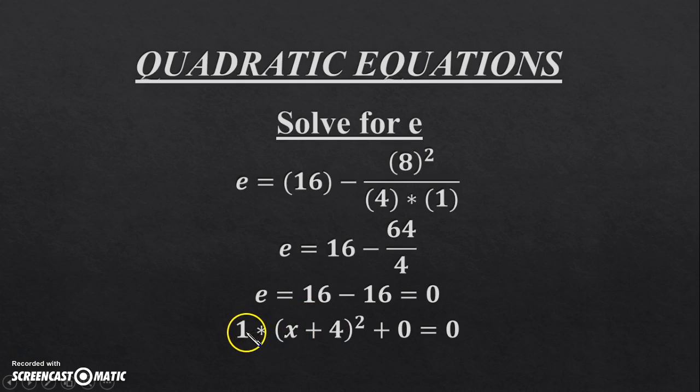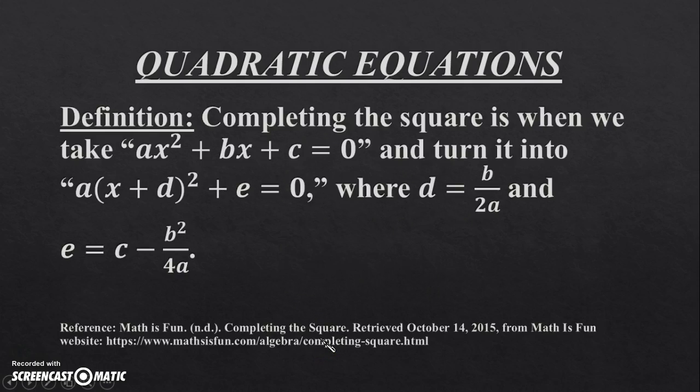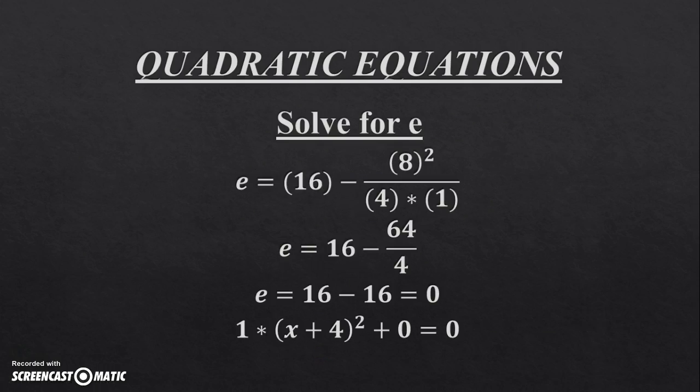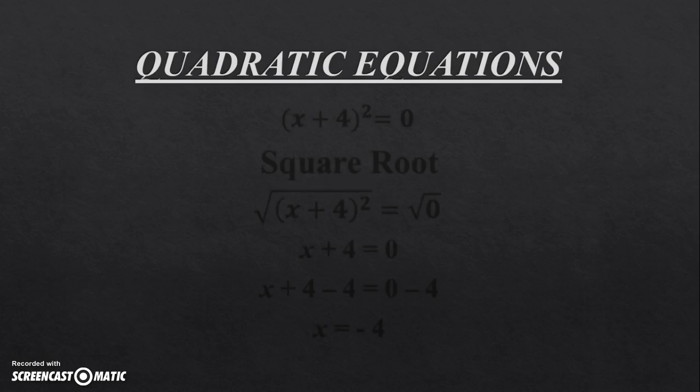So now we have 1 times x plus 4 squared plus 0 equals 0. This is completing the square terminology. So if we multiply everything out and take away the zeros, we have x plus 4 squared equals 0. Now right here, what could we probably do? Square root.